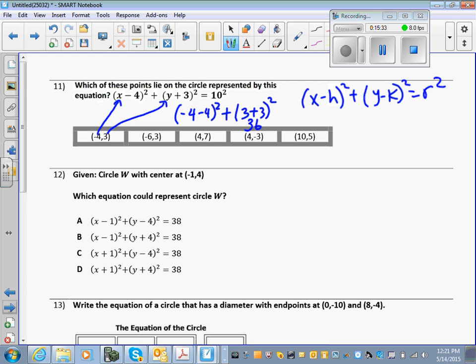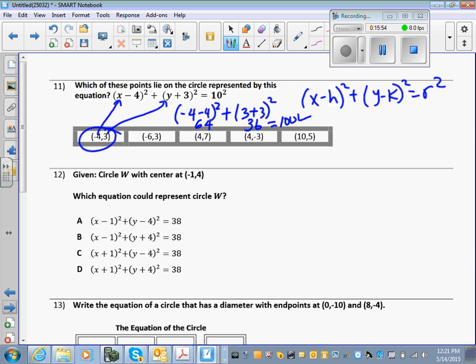-4 minus 4 is 8, -8 squared is 64. 36 plus 64 plus 36 is 100. Then yes, so this is one of the answers. But you got to try all of it because it says which of these points lie on a circle. So you have to try all and circle all the ones that apply.